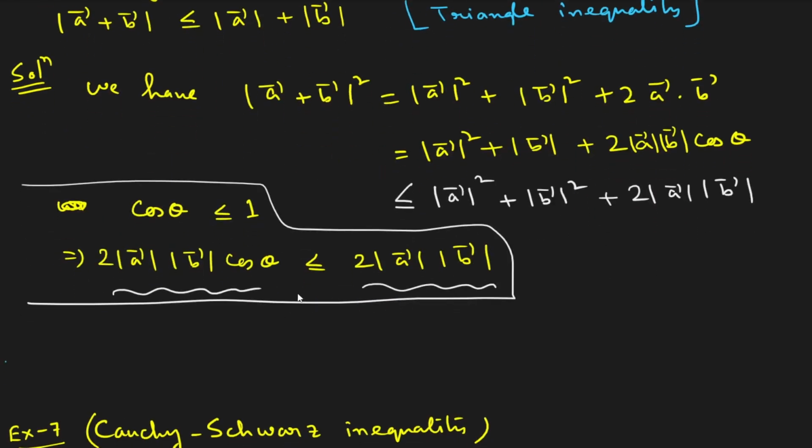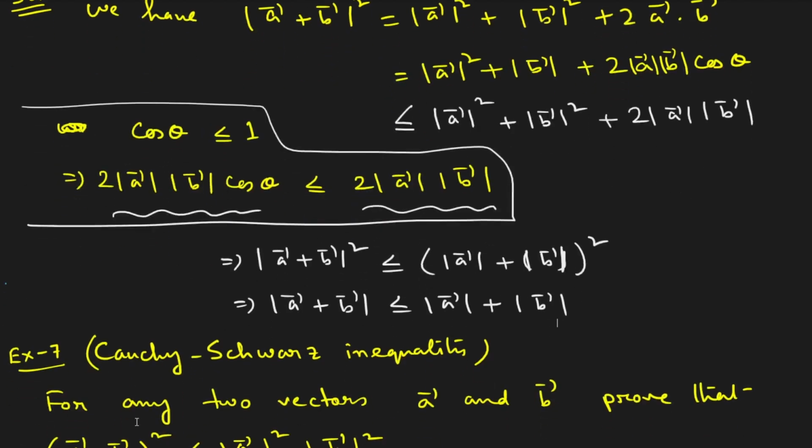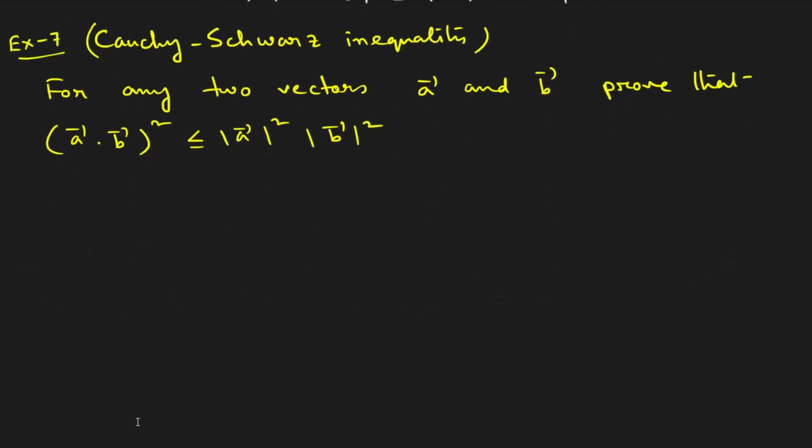So finally what will we get? On the left hand side we have modulus a bar plus b bar whole square less than or equal to, on the right hand side, modulus a bar plus modulus b bar whole square. If we remove the square, mod a plus b is less than or equal to modulus a bar plus modulus b bar. Since this inequality is less than or equal to, it is also called the triangle inequality.